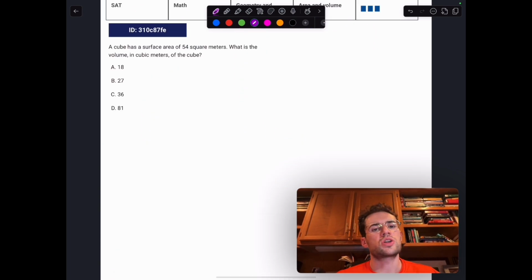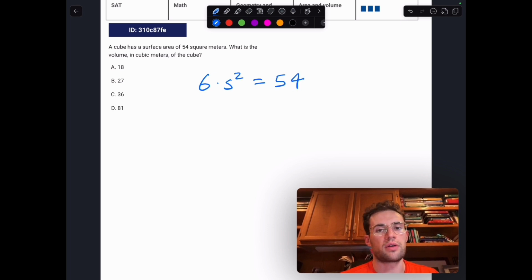A cube has a surface area of 54 square meters. What is the volume in cubic centimeters of the cube? Well, we know for a cube, it's 6 equal-sized squares for the surface area. So you can treat that as 6 times the side length squared is equal to the surface area. If you divide both sides by 6, that gives us that the side squared is equal to 9, which means that our side length is 3.